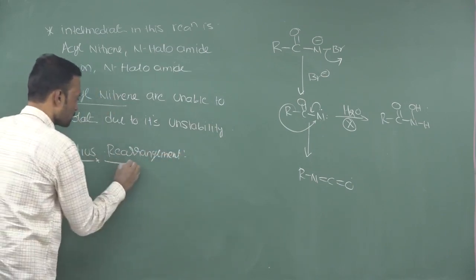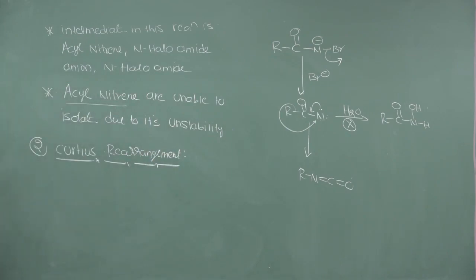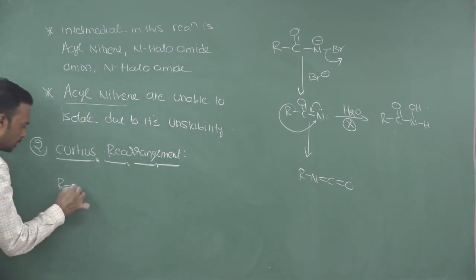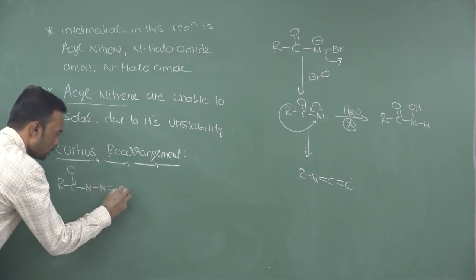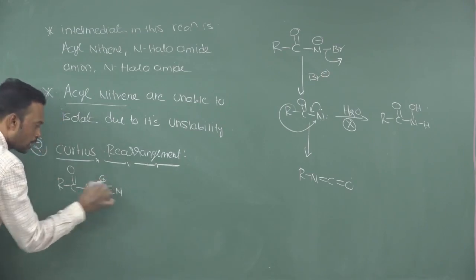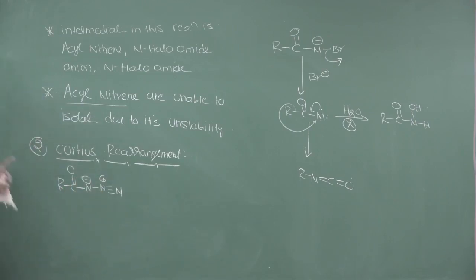Curtius rearrangement. What is Curtius rearrangement? See, R-C double bond O, nitrogen carrying a triple bond with the other nitrogen and a negative charge with this. This is called acyl azide.